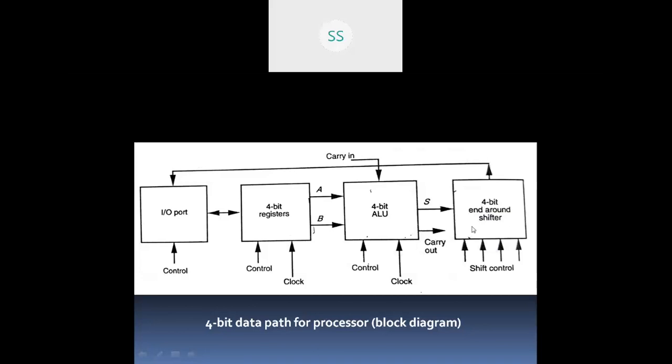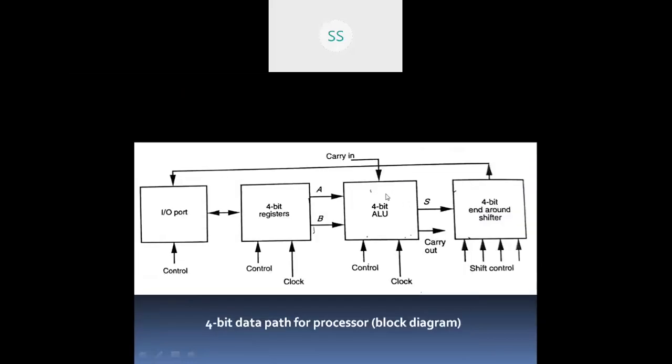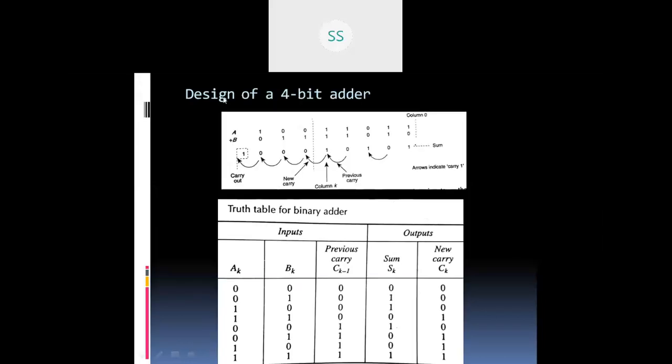Now obviously the end around shifter has some shift controls. The shifter block can be a 4x4 crossbar or a barrel shifter. Now this is in the block diagram. Then coming to exactly this ALU part, now this is our discussion block, the 4-bit ALU. So, design of a 4-bit adder.